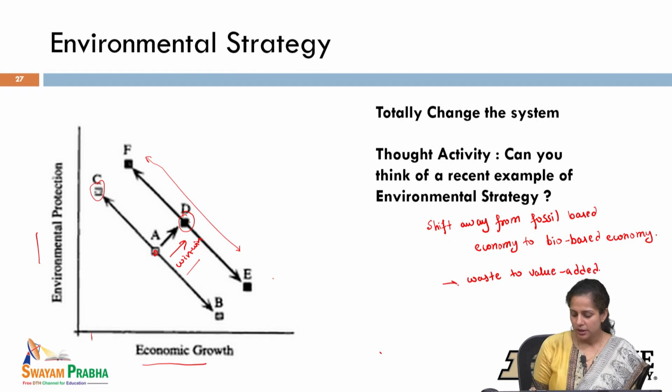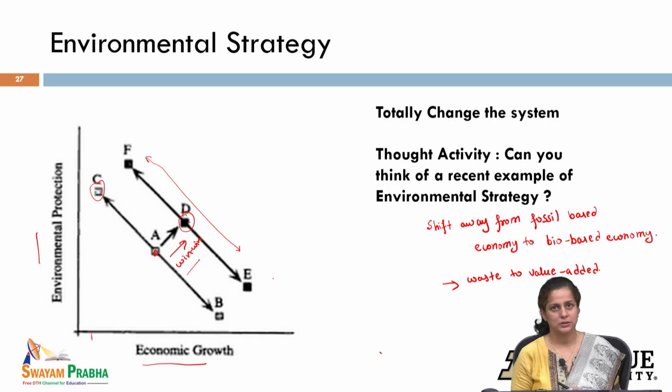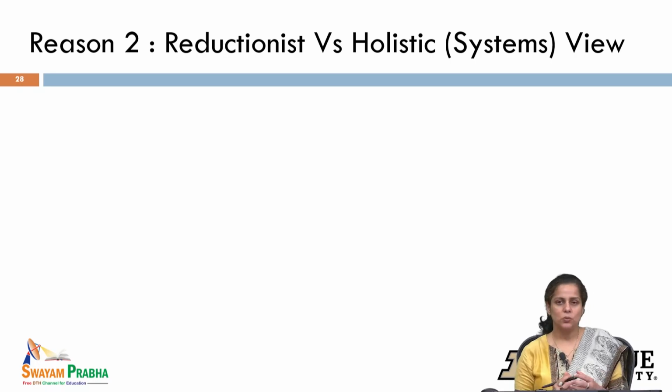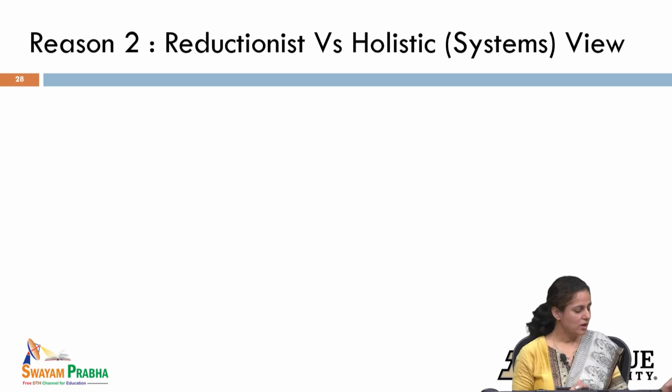Going forward, this technology will be a very key technology in meeting both environmental and economic sustainability challenges. The second reason which we think about when we are thinking about sustainable systems design and we fail is the reductionist versus holistic systems view.